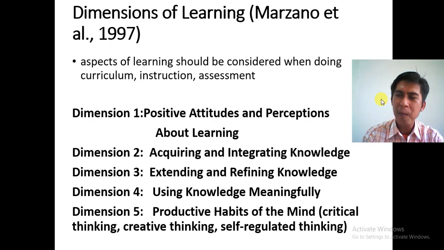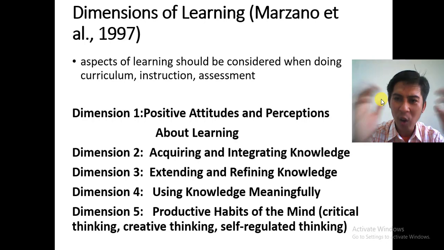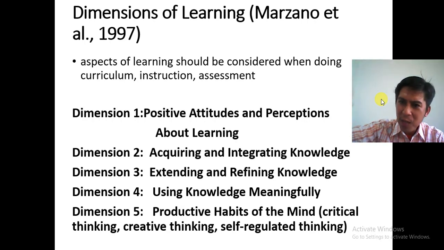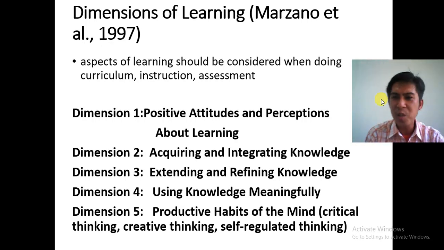So we say students will be coming to my online class. They will be taking a look at my module, and I'll see if the aspects of learning are here. What are these? Dimension 1, positive attitudes and perceptions about learning. Acquiring and integrating knowledge, extending and refining knowledge, using knowledge meaningfully, productive habits of mind. That includes critical thinking, creative thinking, self-regulated thinking.